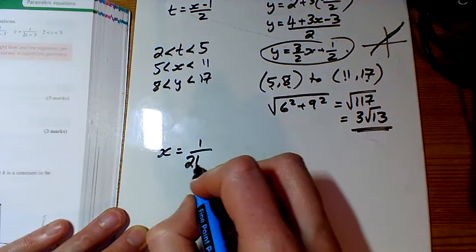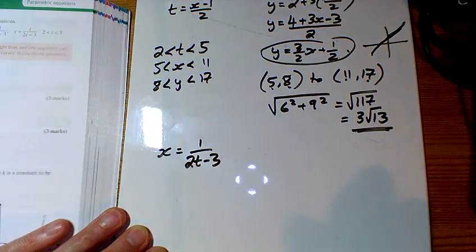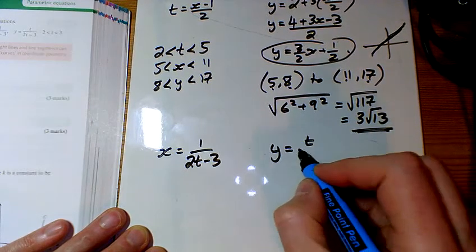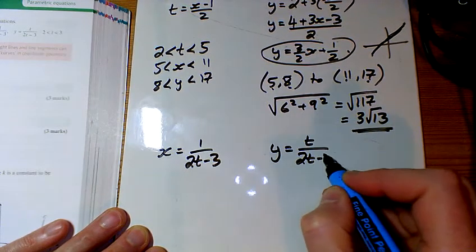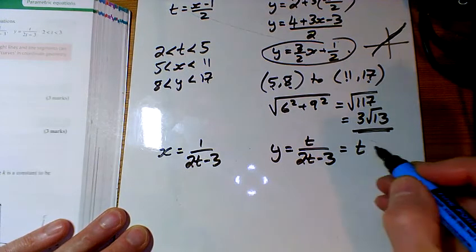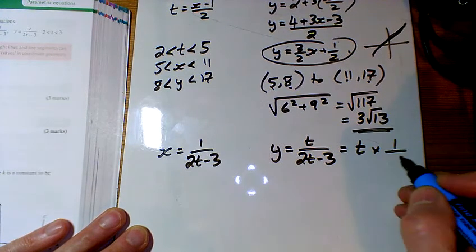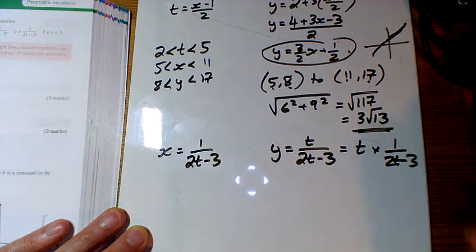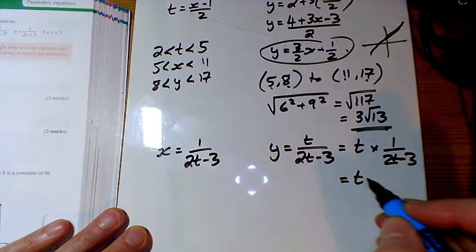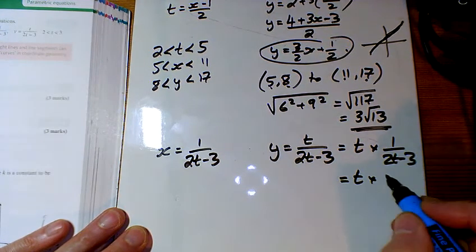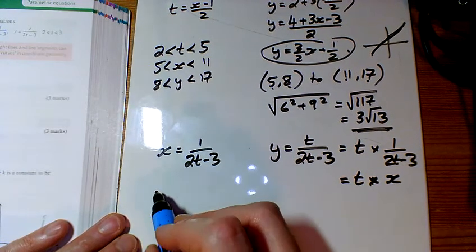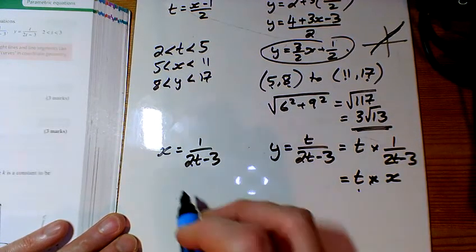So we've got x is equal to this. And notice that y is equal to t over this. So I'm going to be a bit clever here and say that this is the same as t times by 1 over 2t take away 3. And I'm doing that because I've already spotted that this is what x is. I'm going to put times x there. So now all I'm going to do is rearrange this to get that t there.